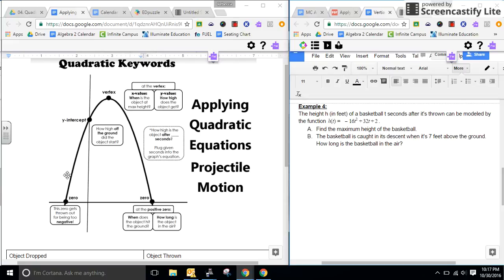So maximum height, we're looking at the vertex because I said maximum, and x is time, y is height. So really, we're looking at the y value of the vertex.